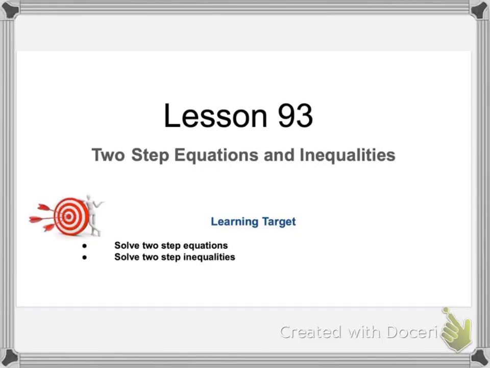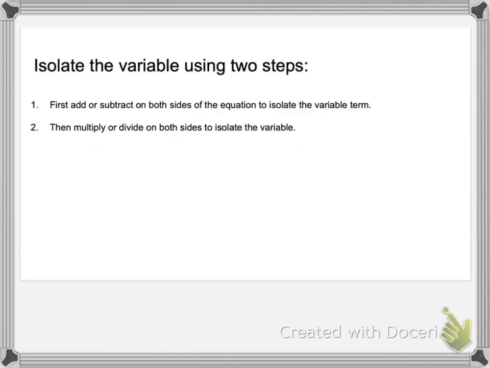Today we're looking at lesson 93. We're going to be solving two-step equations and two-step inequalities. There are some steps that we need to use when we solve these types of equations. First, we're going to add or subtract on both sides of the equation to isolate the variable term. Then we're going to multiply or divide on both sides to isolate the variable.